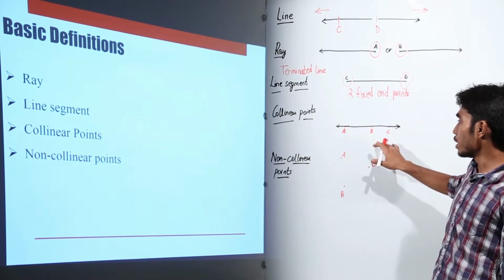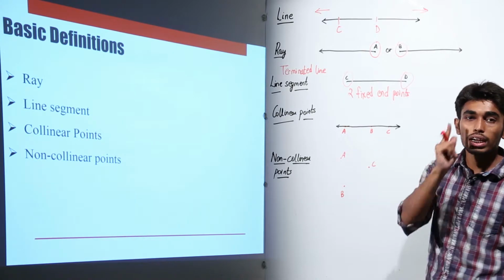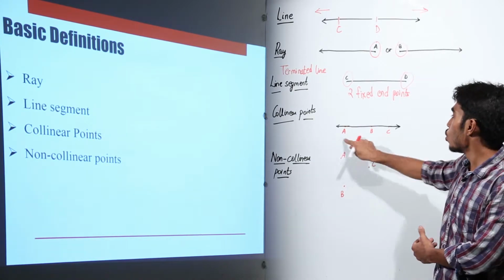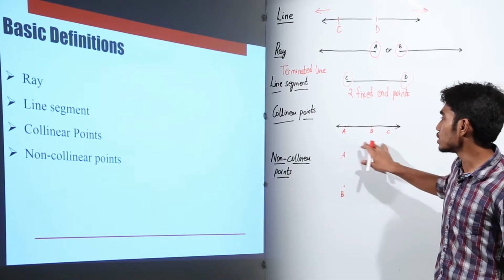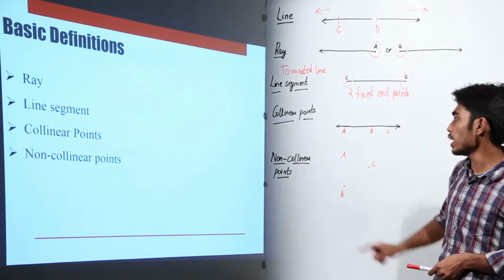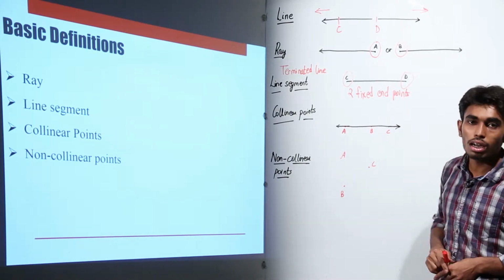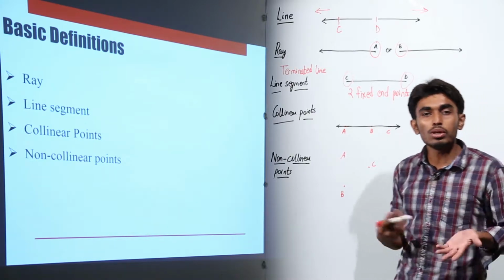If I have three points, and if I can draw a straight line that passes through all the three points, then these points are called collinear points. So I can say A, B and C are collinear, right? So what would be non-collinear?